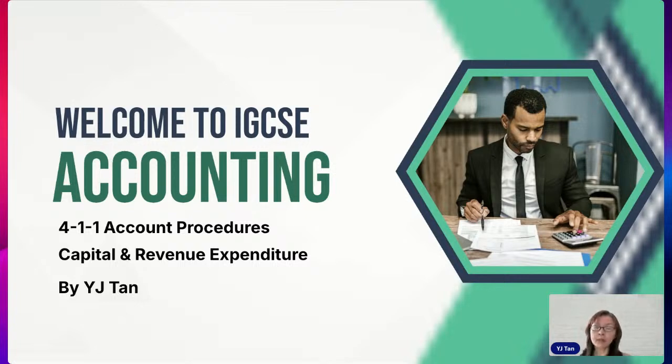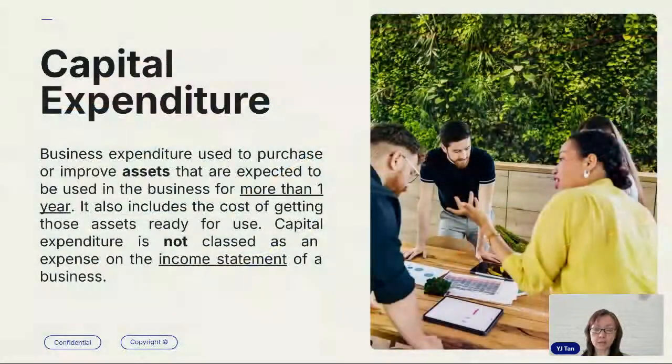Today we want to talk about the account procedure, which is relevant to capital and revenue expenditure. Before we go into the details and the practical exercise, we would like to make a very clear definition of what is capital expenditure. It is business expenditure used to purchase or improve assets that are expected to be used in the business for more than 1 year. It also includes the cost of getting those assets ready to use.